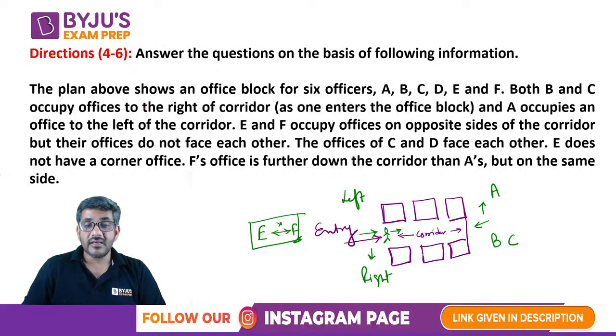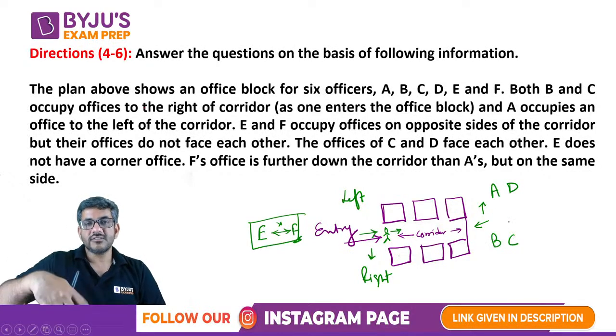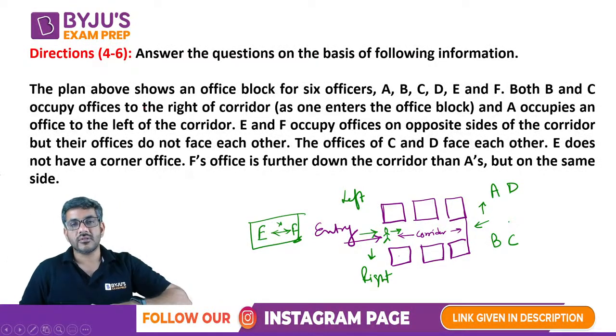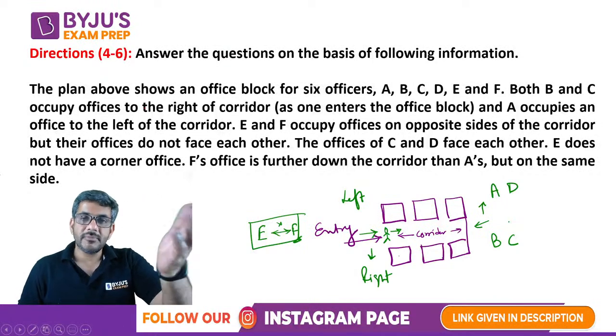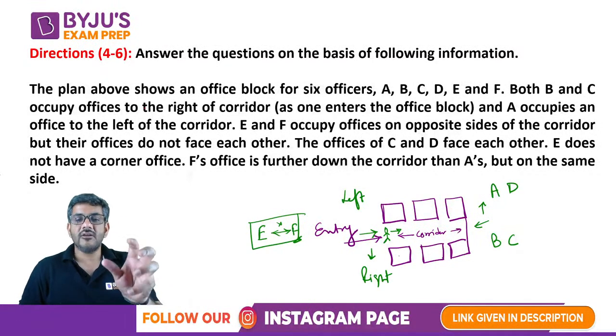Now C can be here, C can be here, C can be here. Currently I can't say this, but because C is on this side, I can surely say that D is on that side. Offices of C and D face each other. So C is on the right side of the corridor, so D must be on the left side. Basically on the left side we have A and D, and on the right side we have B and C.